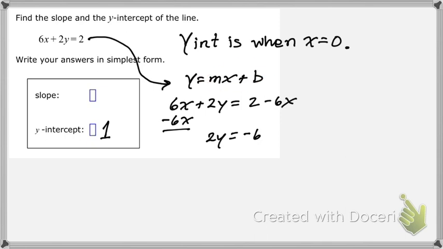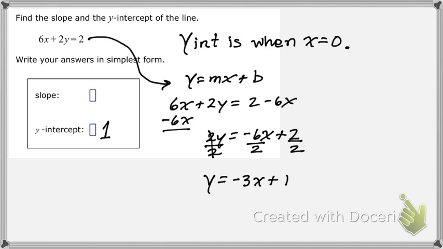Just rearranging this so that it matches this form with mx. So I'm going to rearrange it with negative 6x plus 2, divide by 2, and I'm always going to divide each term individually. I could divide the whole thing by 2, but especially when we're looking for the slope, it makes more sense to divide this by 2 and to divide this by 2. And let's simplify each of those terms.